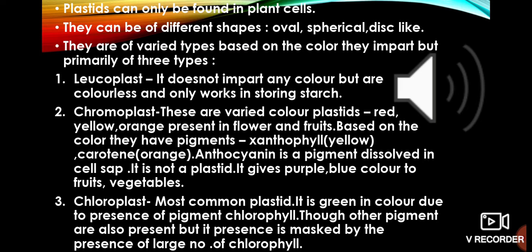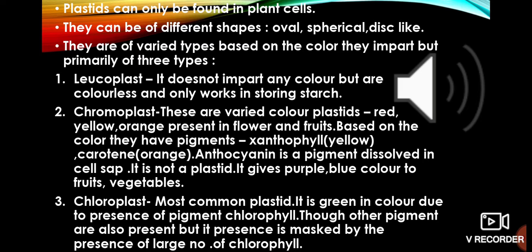Now there is another type of pigment known as anthocyanin. Many flowers and leaves are bluish purple in color. It is because of the presence of anthocyanin. Anthocyanin is basically not a type of plastid, meaning it is not included in the pigment category of plastids, but it does impart color. It is dissolved in the cell sap, the liquid solution of the cell.